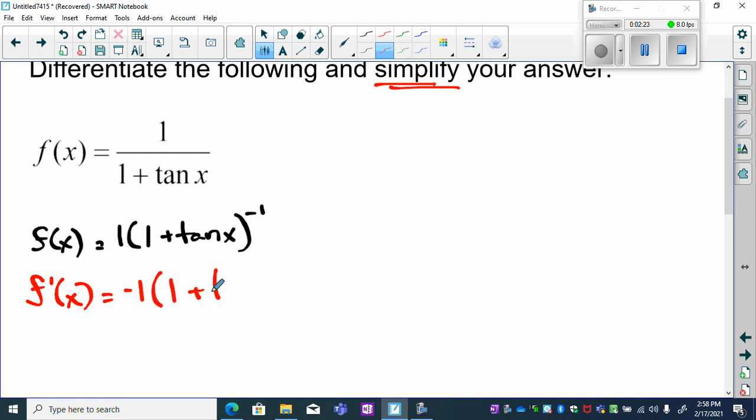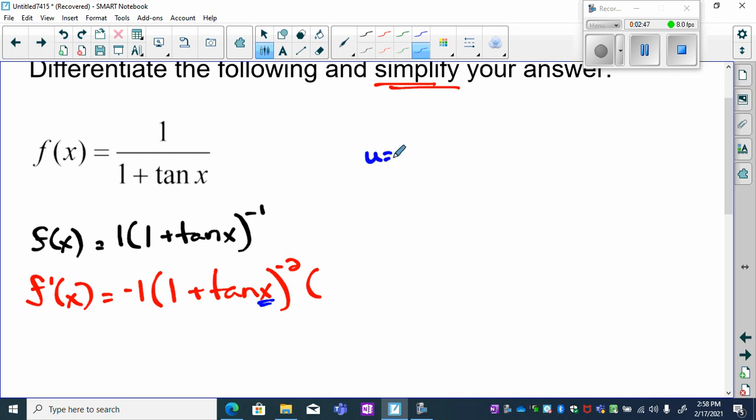Rewrite the bracket. 1 plus tangent x. Reduce the exponent by 1. So negative 1 minus 1 gives me a negative 2. Now I multiply by the derivative of what's inside the bracket. Well, we know the derivative of 1 would be 0, so I'm not going to write that. Okay. Now I want to do the derivative of tangent x. So kind of block everything else out and try and figure out what the derivative of tangent x is.